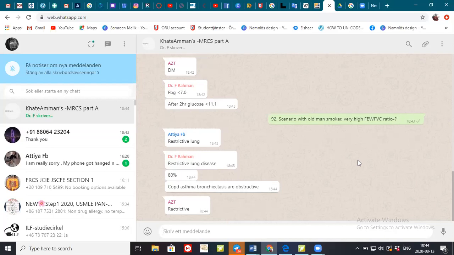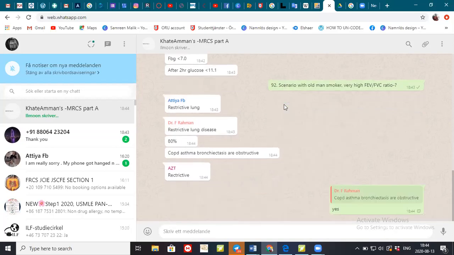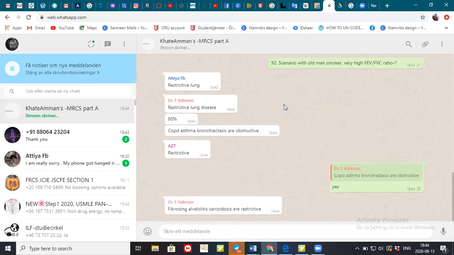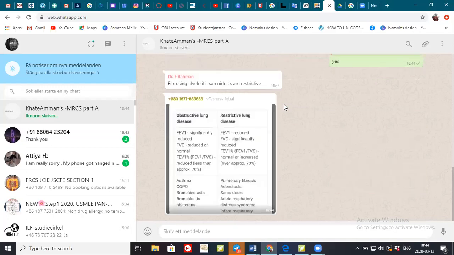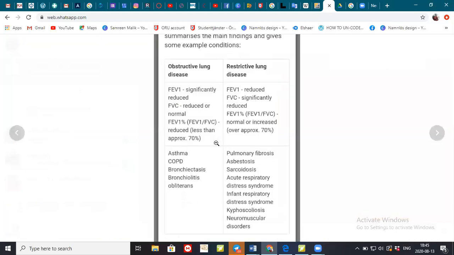Okay, good. There is one other scenario I faced yesterday: in restrictive diseases, FEV1 and FVC were both given separately. Which one increases and which one decreases instead of their ratio? Can someone explain that?